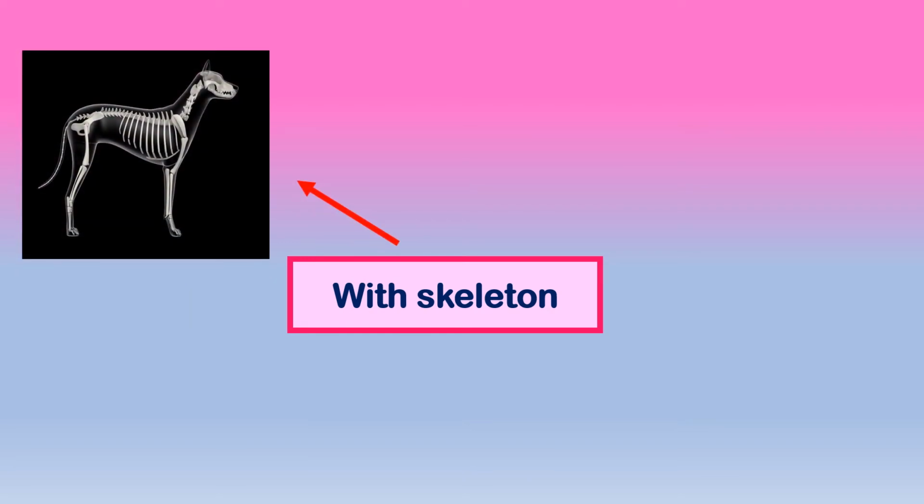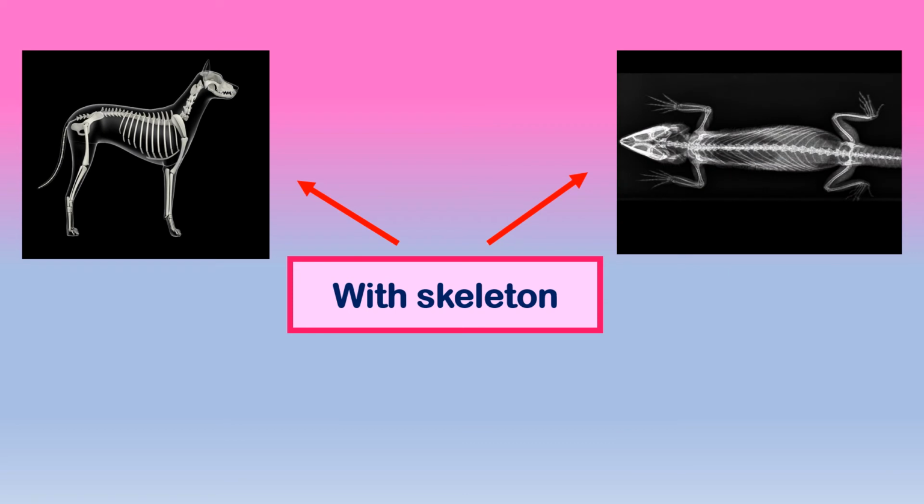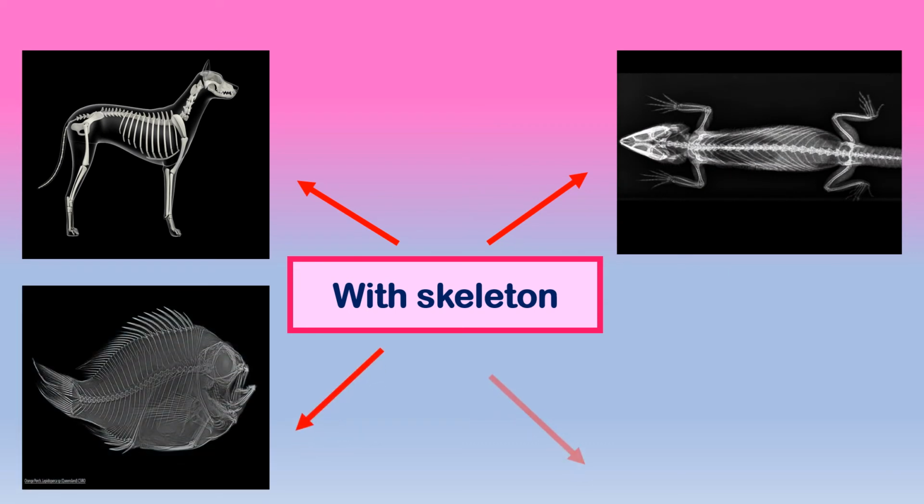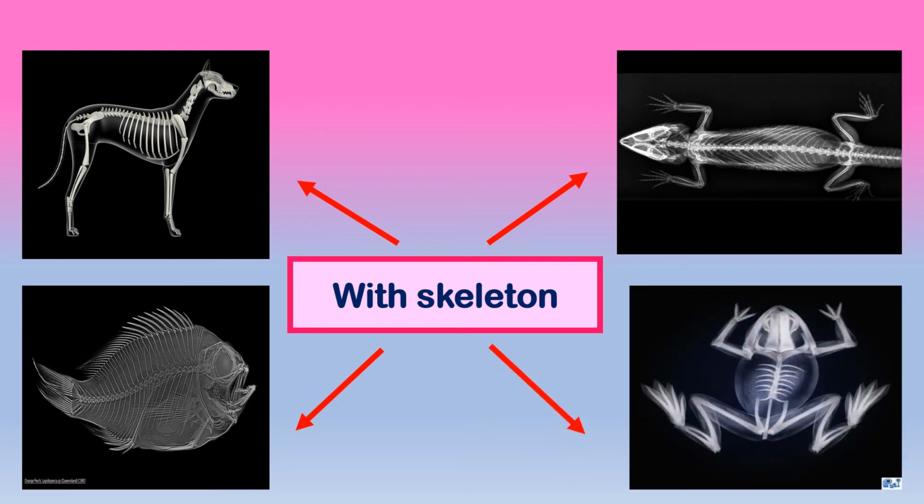First, we have dog. Second, lizard. Third, fish. And another example, frog. These are examples of animals with skeleton, meaning they have internal skeleton or backbone inside their bodies.